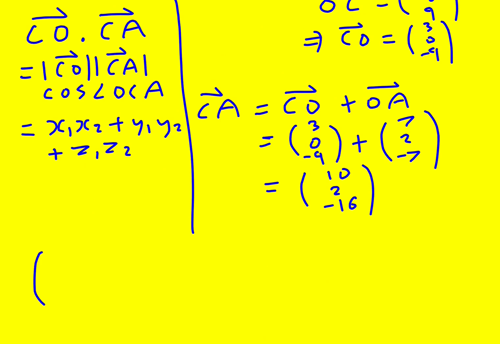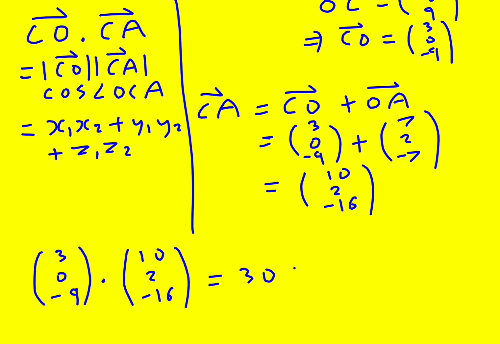So I'm going to write down 3, 0, minus 9 dotted with 10, 2, minus 16. That's going to equal 30 plus 9 times 16, that's 90 plus 54, that's 144.